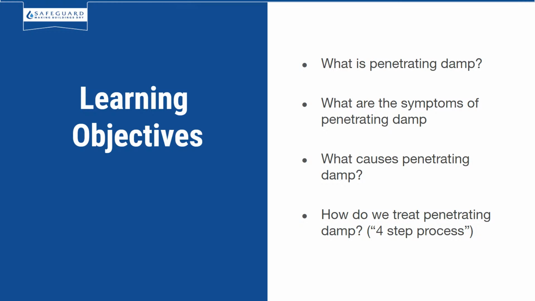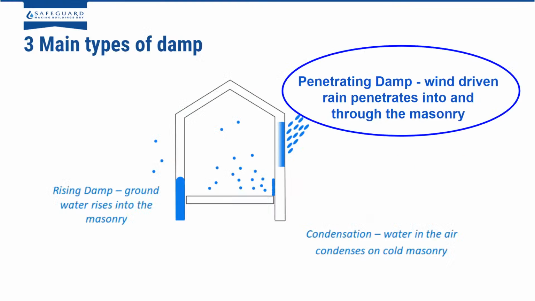So like Damien said, the main learning objectives will be about what is penetrating damp, what are the symptoms, what causes penetrating damp, and then going through the treatments for penetrating damp. There are 3 main types of damp: rising damp, condensation, but the one we'll be focusing on is penetrating damp, which is effectively wind-driven rain penetrating into the structure through the masonry.